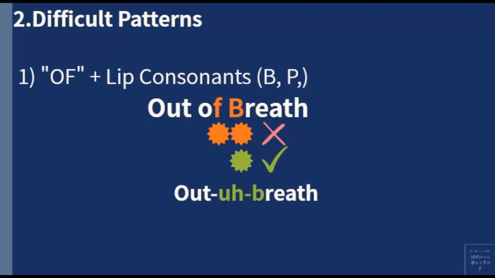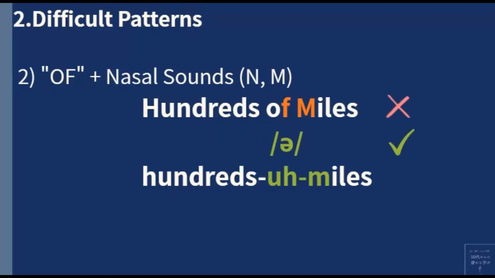Outer breath, outer breath, outer breath. How about this one? Hundreds of miles. The problem is when moving from V to the nasal N sound, your throat relaxes too much and leaks a tiny sound. This accidental pause or tiny leakage makes the AI think you said hundreds of the miles.